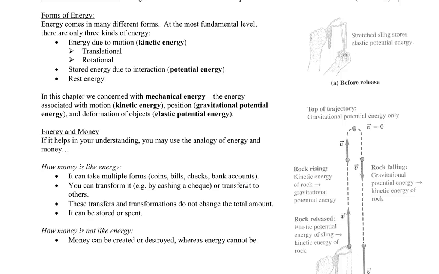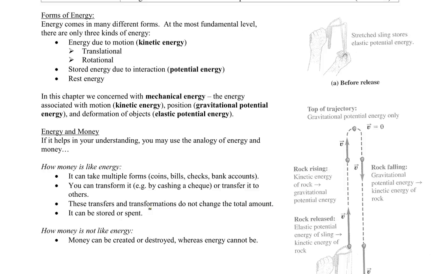You could, for example, go to the bank and cash your check and turn it into, say, bills. Or you could change your bills into coins. So there's a variety of ways that you could transform it, or you could even transfer it to other people. These transfers and transformations do not change the total amount of money that you have. Money can be stored in your bank account, so that's like potential energy, or it could be spent, so that's kind of like kinetic energy.